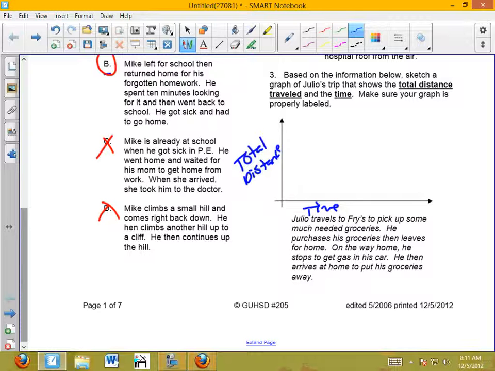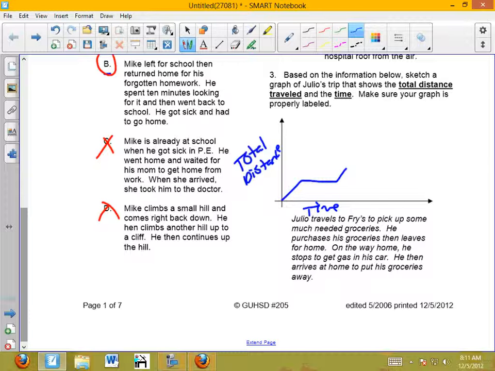Julio travels to Fry's to pick up some much-needed groceries. He purchases groceries and then leaves. So here we go. He goes to Fry's. He's there for a while, right? Then he leaves. Now, total distance, I cannot go back towards the x-axis.